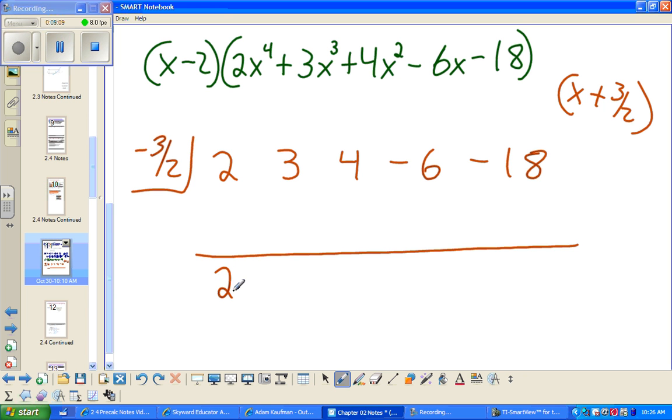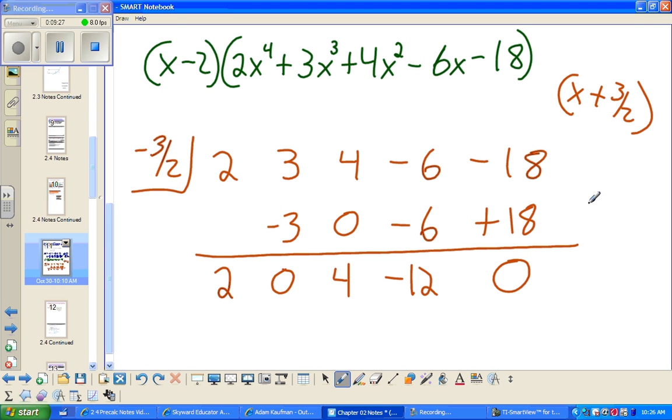So again, I bring the 2 down. 2 times negative 3 halves would be negative 3. 3 minus 3 is 0. 0 times anything is 0. 4 plus 0 is 4. 4 times negative 3 halves would be negative 6. Negative 6 and negative 6 is negative 12. Negative 12 times negative 3 halves would be a positive 18. That verifies, since this is a 0, that x plus 3 halves is a factor.